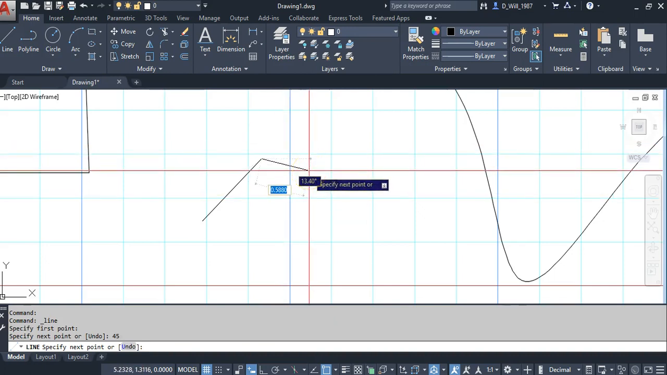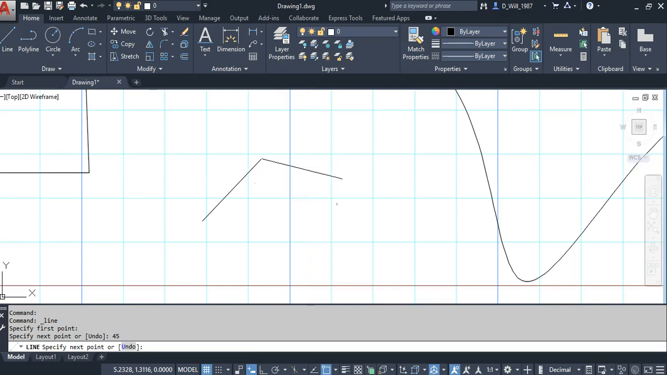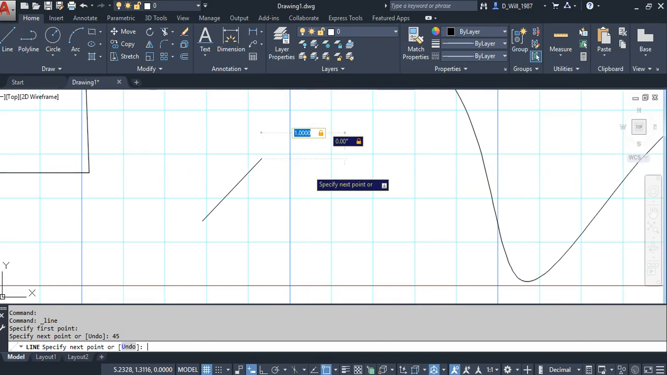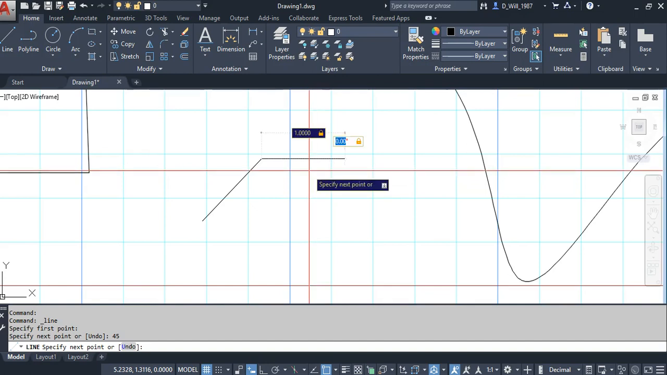I'll do another line, 1 inch long, Tab. This time I'll set it to 0, right? And it'll go straight to the right. And if you keep tabbing back and forth, you can go back and forth between those fields. And notice how they're locked once you type in your number and hit Tab. But you can't go back and forth to adjust them if that's what you need to do. So this is the correct way to work with dynamic input.